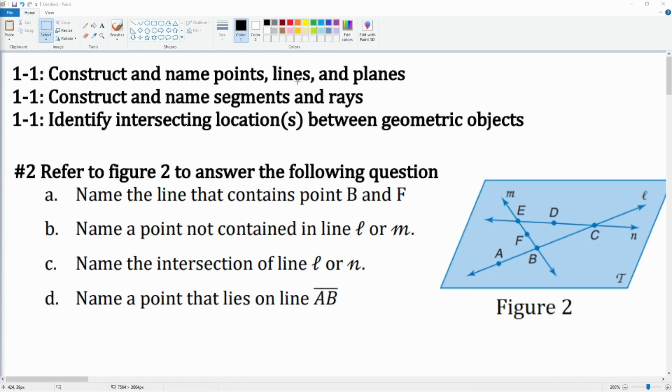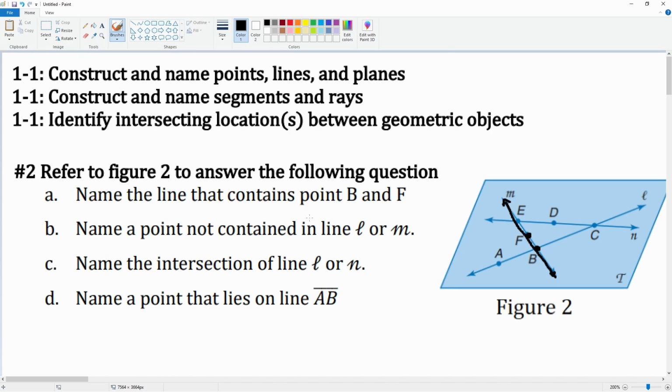1-1, number 2. Refer to figure 2 to answer the following question. A. Name the line that contains point F and B. So point B is right here, and point F is right here. The line that contains both of them is this line here.